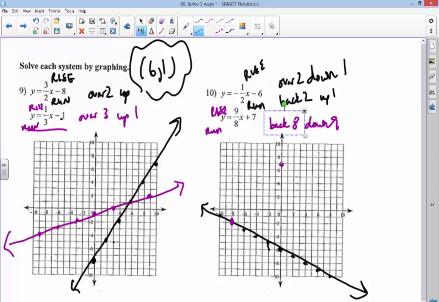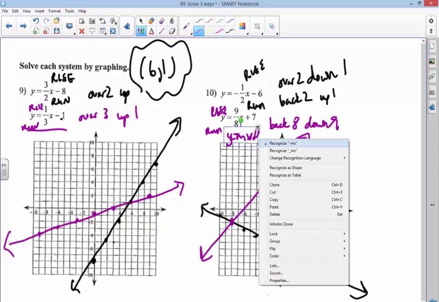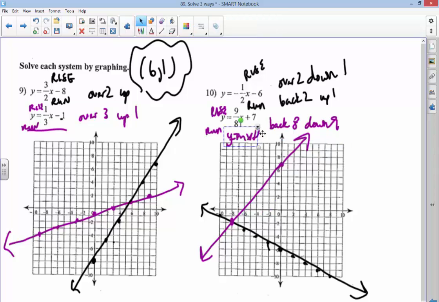Perfect. You know it's linear because it's in y-intercept form, so you actually only need 2 dots. This is y equals mx plus b. That's y-intercept form. Standard form was the problems above, which is ax plus by equals c. You do need to write this point, back 8, down 2.